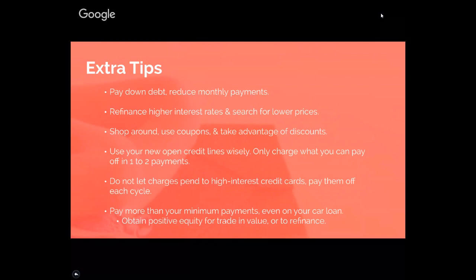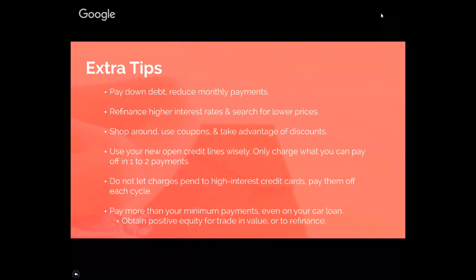Another thing is to make sure that you shop around, use coupons, take advantage of discounts. We like to hold discounts a lot, so definitely consider that. Do not let charges sit on high interest credit cards. Pay them off each cycle. So if you have 20% credit cards, make sure you're not keeping anything on those from month to month, because that's money down the drain. That's just what we consider a leech on your budget.